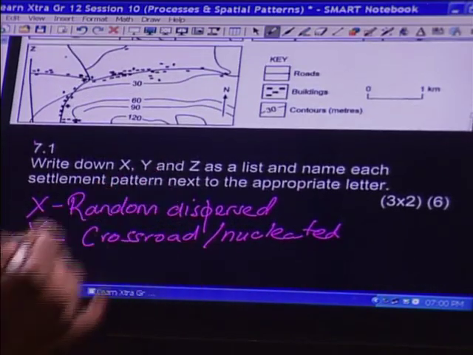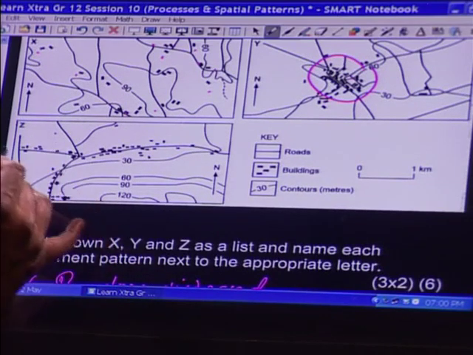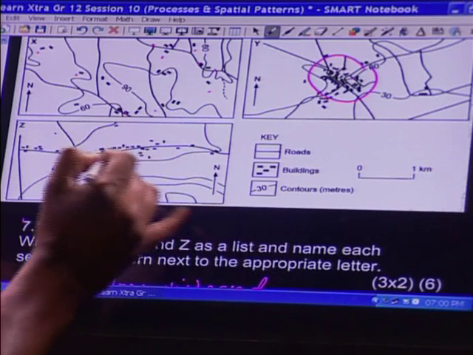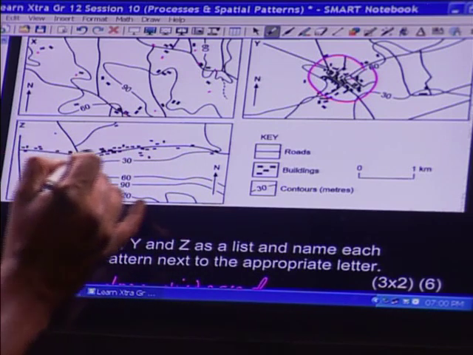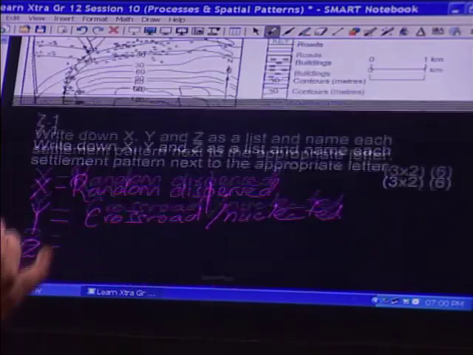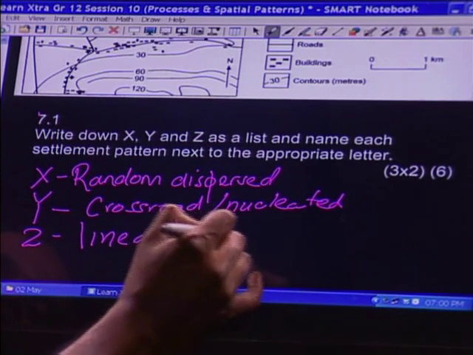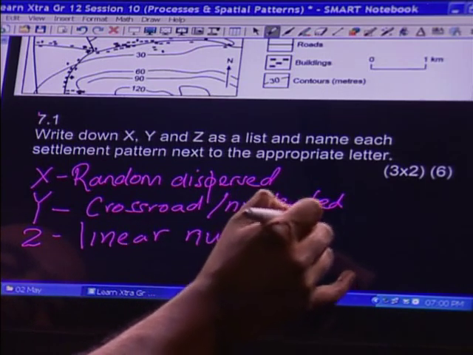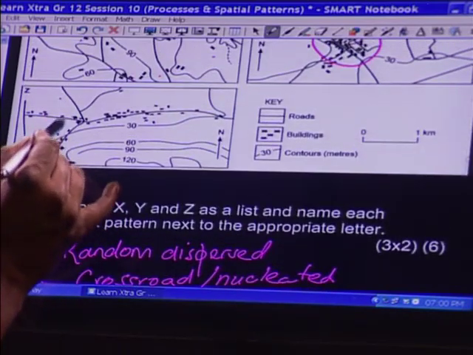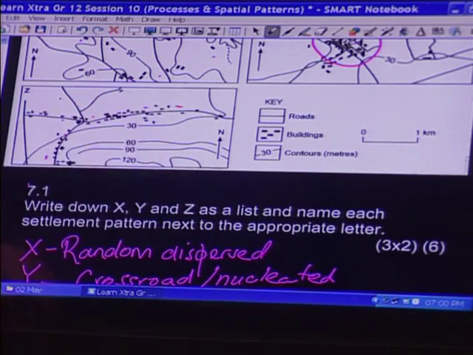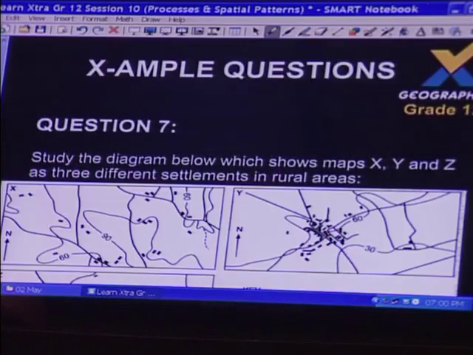Let's move on. Settlement Z. When looking at settlement Z, the roads form part of a linear feature that these particular buildings are located. In this example, this particular settlement would be a linear nucleation of buildings. Let's go back to the diagram. Note that buildings are located along the course of this road, therefore making it a linear nucleation. Moving on to the next question.